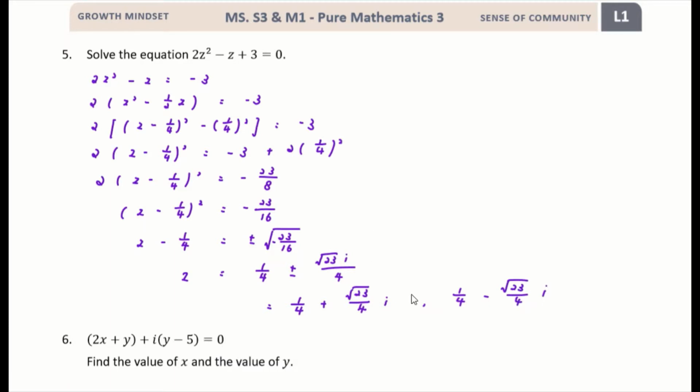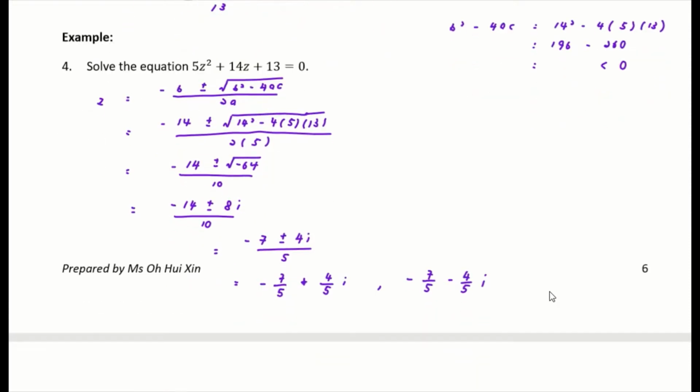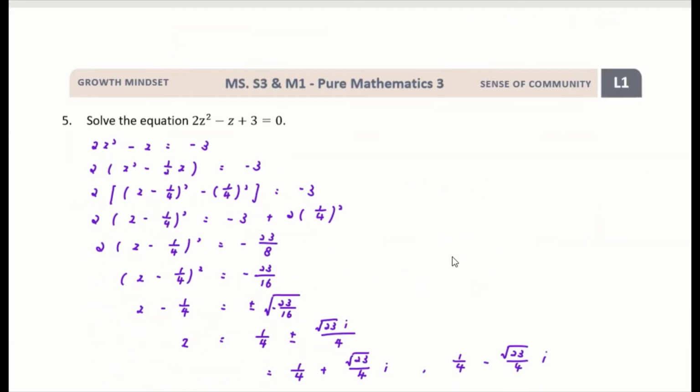Okay, I'm not sure you realize or not, but when you look at number 4, you can always see this trend. Meaning that if we have a quadratic equation whose solution is not going to be real roots, it's going to give us complex numbers. Normally your answers for your roots will be the conjugates of each other. So which means you can see that negative 7 over 5 plus 4 over 5i, then the other root is going to be the conjugate of your first root. You can see, right, the plus becomes minus here. So same thing for number 5 as well.